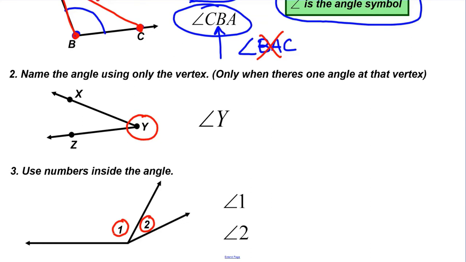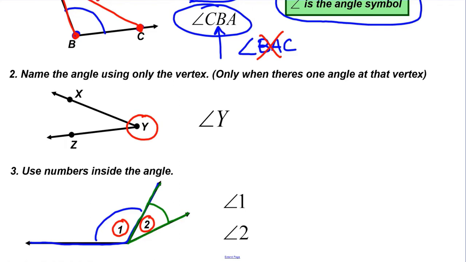So angle 1 is referring to this angle right here. These are the two sides. These blue lines are the sides, and that would be angle 1. And then angle 2 is right here. Notice they share that same side. Here's angle 2. So those are the two angles that we're talking about in the diagram. So 3 ways to name an angle.